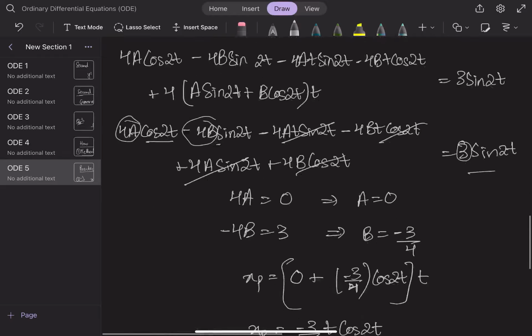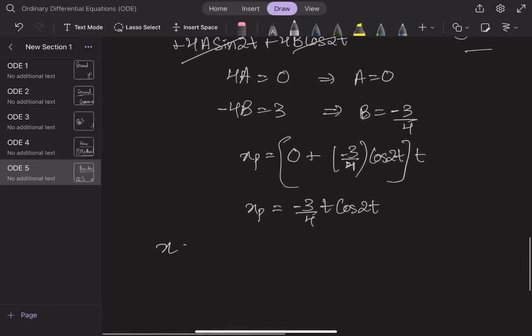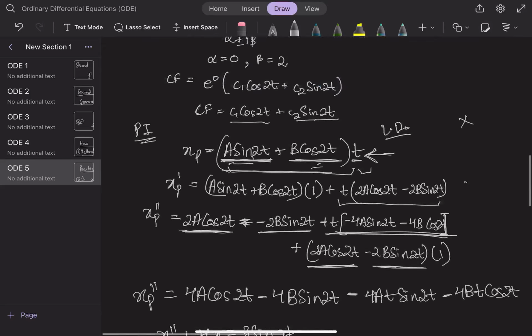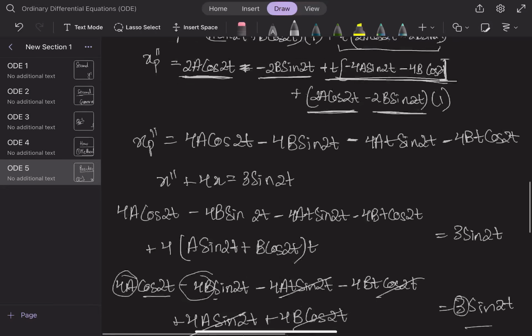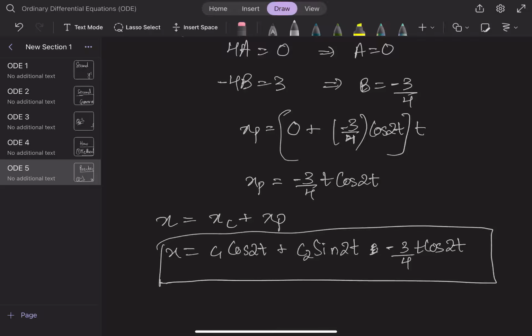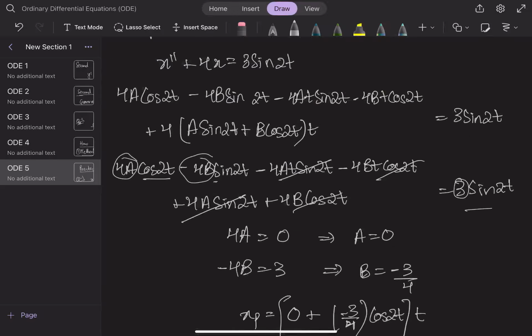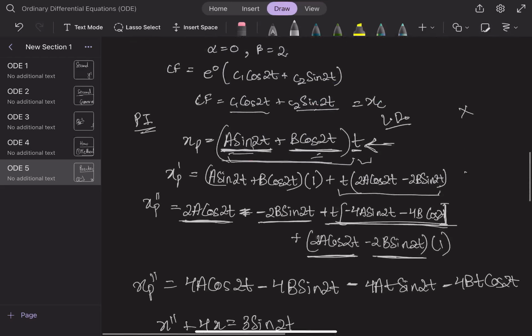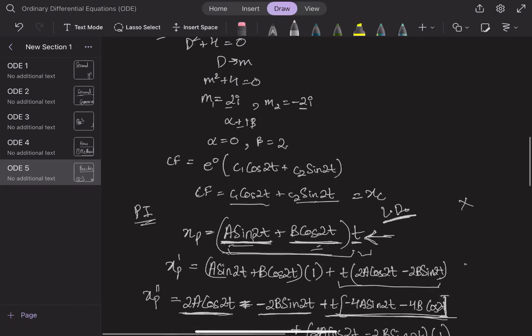Now let's write the final answer. X is equal to xc plus xp. Our xc is this, c1 cos 2t plus c2 sin 2t plus xp, which is minus 3 by 4 t cos 2t. So this is your final answer, and this is how you battle linear dependency. This is very important, and you need to make sure that there are no linear dependent terms in your solution.